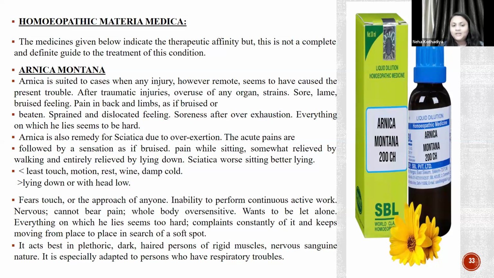It suits the plethoric, dark-haired person with rigid muscular fiber, the nervous sanguine person. It is specially adapted to persons who have respiratory troubles. The key symptoms of Arnica are soreness, lameness, bruised feeling, afraid of being touched, wants to be let alone, and everything on which he lies seems too hard, complains constantly of it and keeps changing position. These are the key indications for prescribing Arnica montana in cases of sciatica where trauma is the main element, after a recent or remote injury.